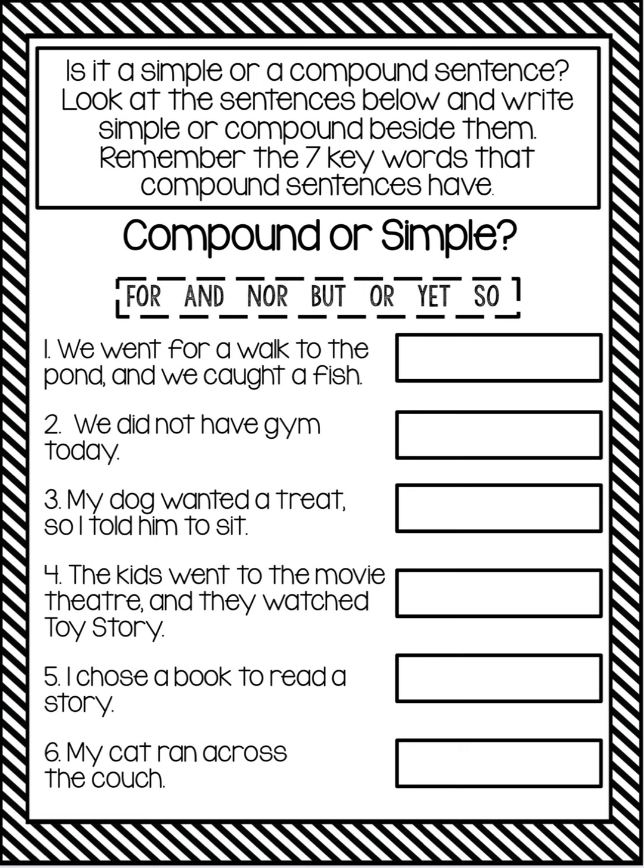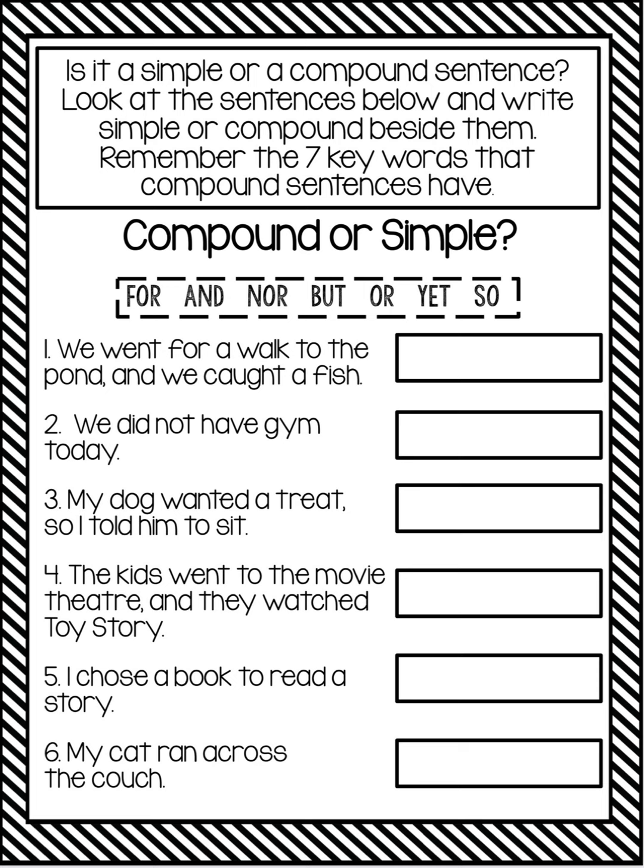Is it simple or a compound sentence? Look at the sentences below and write simple or compound beside them. Remember the 7 key words that compound sentences have. That's our FANBOYS words. And remember, they always have a comma before them. We're going to write an S if it's a simple sentence and a C if it's compound. Let's look at number 1.